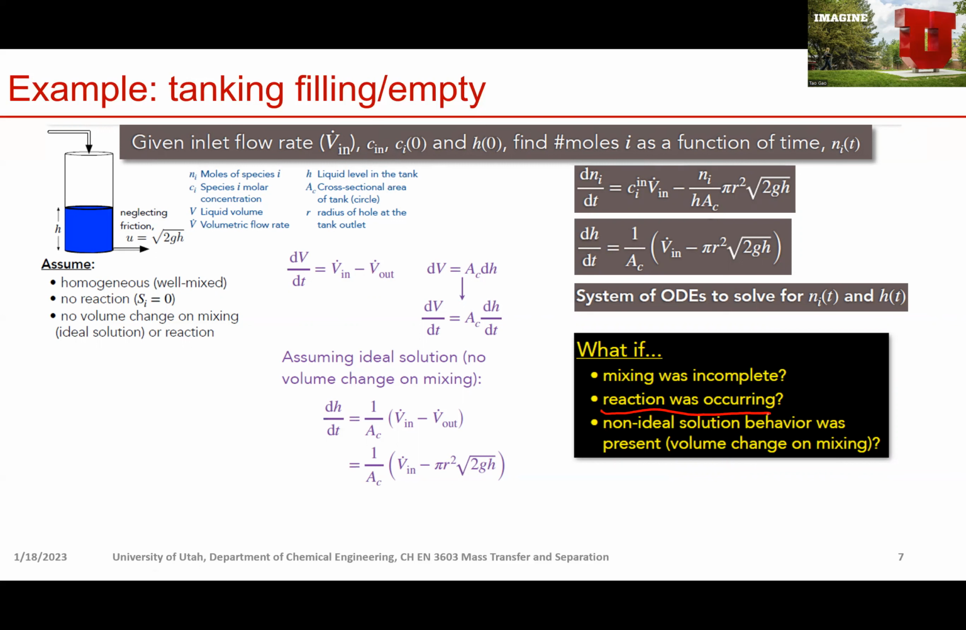Then the third assumption: if the mixing is non-ideal, that means there's volume change during mixing, and then this is not necessarily correct. Because the inherent assumption of this equation is that the volume change of your liquid is purely dependent on how much liquid you take in and how much liquid goes out. It does not consider the mixing effect.